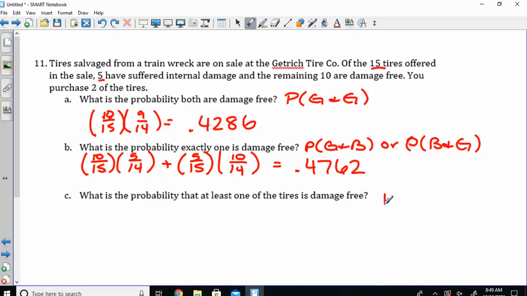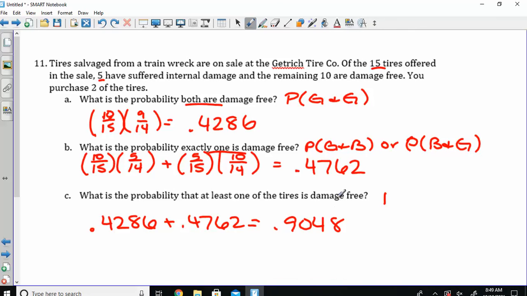What's one way you could get this last one? Yeah, these should all add up to 1, right? So you could do 1 minus the other 2, or the probability that at least one is damage free. Okay, so we've got probability of both, we've got probability of one, so you can recalculate it all, or just add, and you get 0.9048. So if I wanted the probability of them both being good, or both being bad, what would you do? Subtract from one. Subtract from one. Alright.